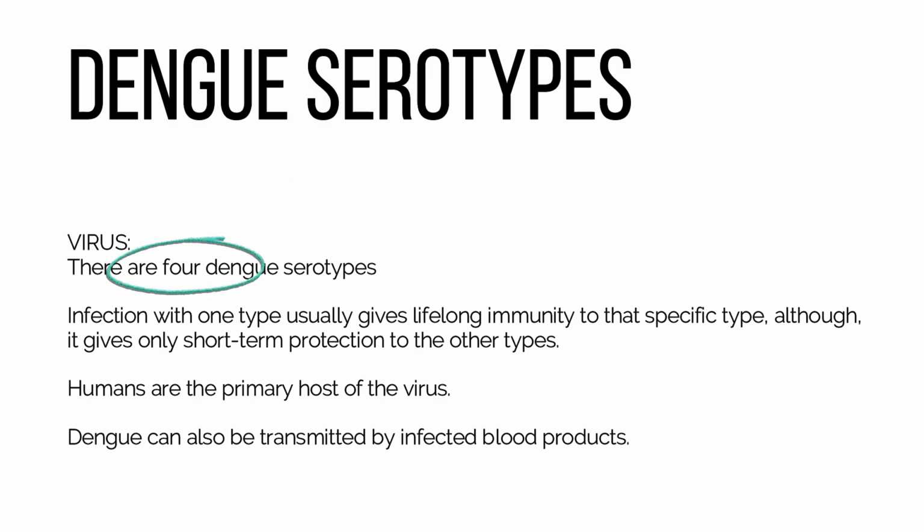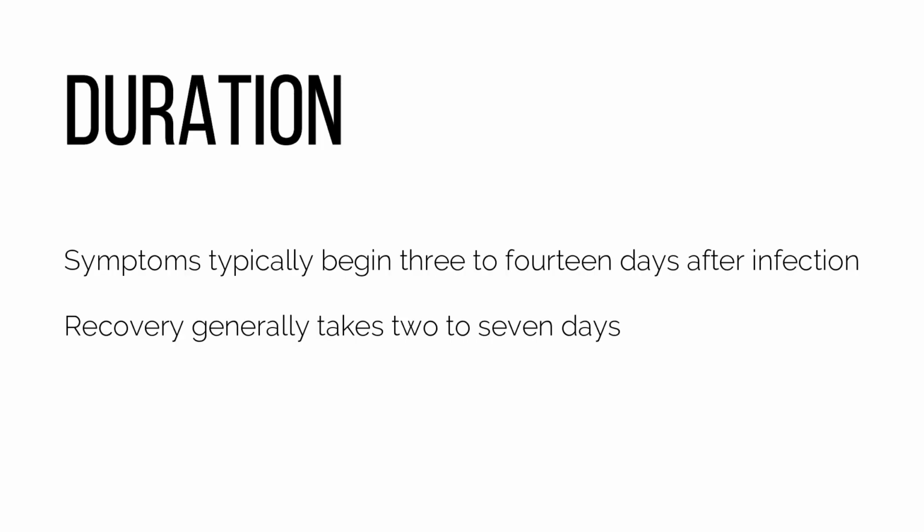Dengue serotypes. There are 4 dengue serotypes. Infection with one type usually gives lifelong immunity to that specific type, although it gives only short-term protection to other types. Humans are the primary host of the virus. Dengue can also be transmitted by infected blood products. Symptoms typically begin 3 to 14 days after infection, and recovery generally takes 2 to 7 days.